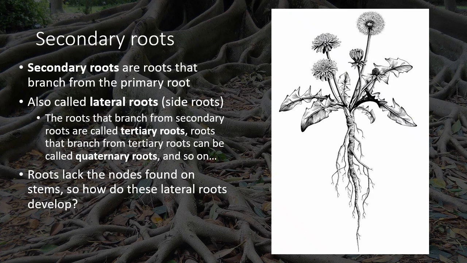Roots that branch from those tertiary roots can be quaternary roots. We could say then quinary roots, senary roots, septenary roots, octonary roots, nonary roots, and so on. But we don't need to do that. We just start saying 10th order roots if you really care. And unlike stems, which have nodes, roots lack nodes.